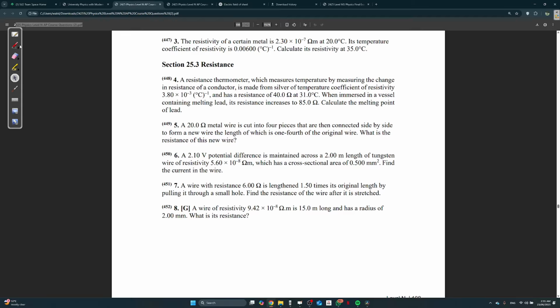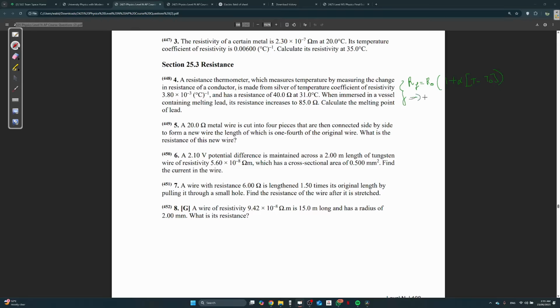So basically they're asking, when the resistance became 85, how much is the temperature of the surrounding? The same exact formula. Instead of resistivity, we're now working with resistance. R final is equal to R initial into 1 plus alpha T minus T naught.